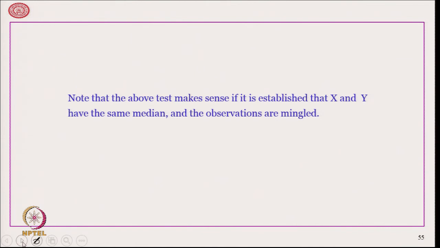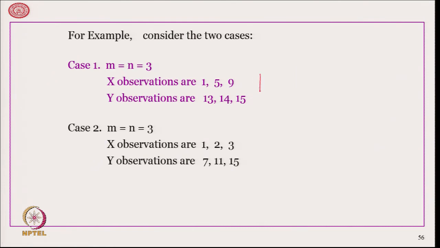Suppose that is not the case. For example, consider this case 1. We have x observations 1, 5 and 9 and y observations 13, 14 and 15. In the second case, our x observations are 1, 2, 3 and y observations are 7, 11 and 15. When we are computing the Mn, what is going to happen? In both the cases, we are getting x, x, x, y, y, y, because the smallest 3 are x and the bigger 3 are y observations.